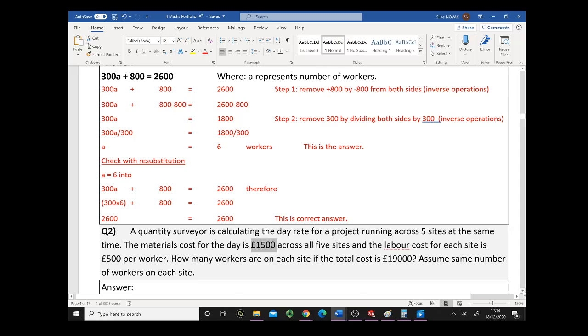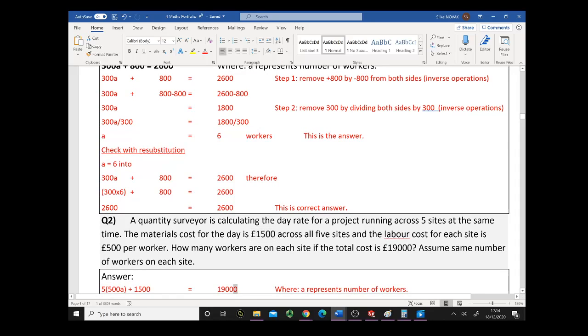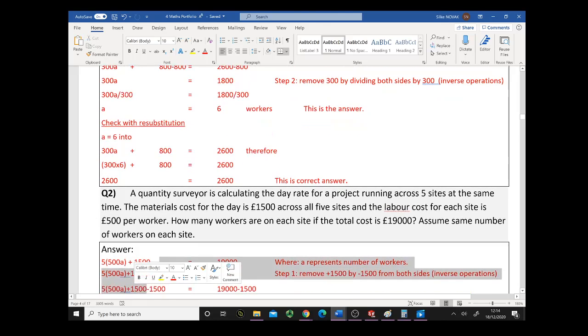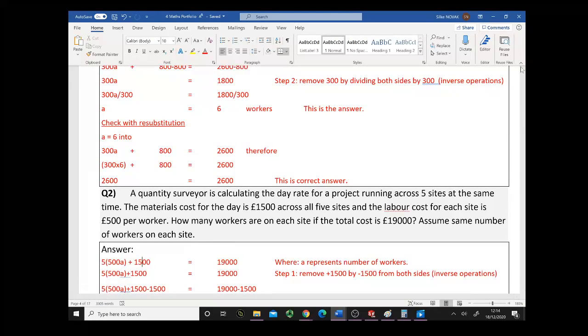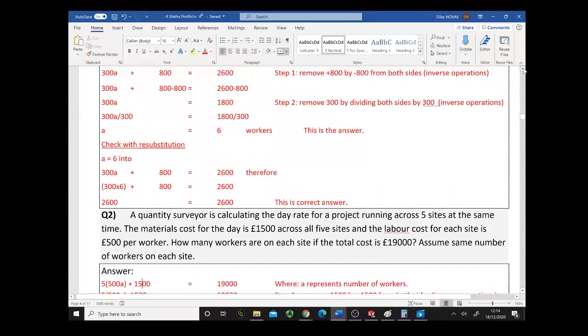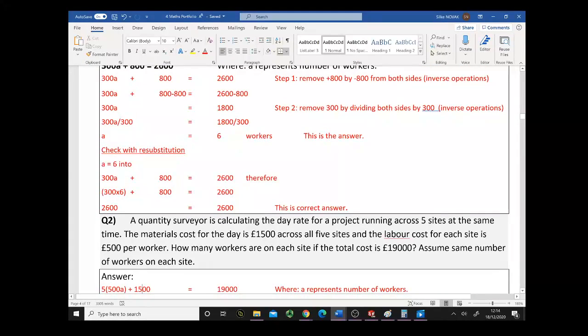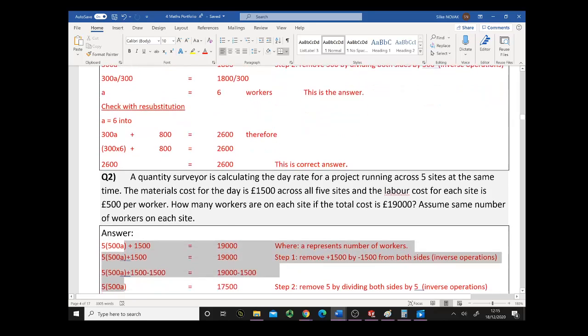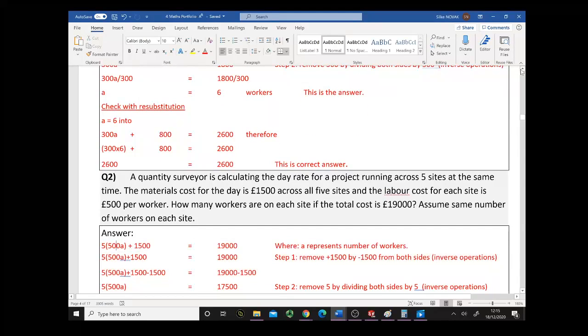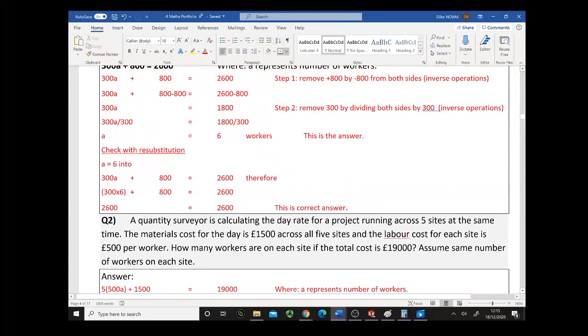So what we have to do is say, well, we've got 19,000, that's the total cost. We've got 1,500, which is the material cost. But then we've got our labour cost that we've got to think about. It's not just 500 times the number of workers, is it? It's not £500 per worker, 500A. You've then got to times it by the number of sites. You've then got to times that number by 5. Sorry about it scooting up and down. 500 by 5. So this is how you would write it.